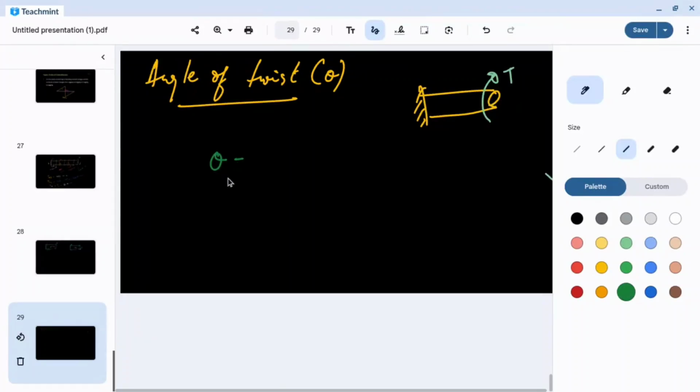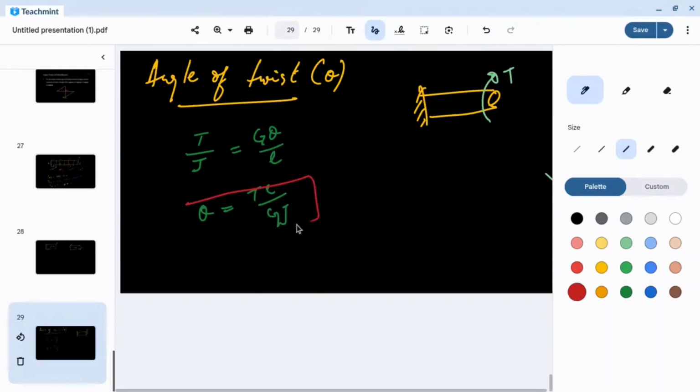Torque divided by polar section modulus is equal to G theta divided by L. So from here, theta is equal to TL divided by GJ. The value of theta should not be in degrees, it should be in radians.